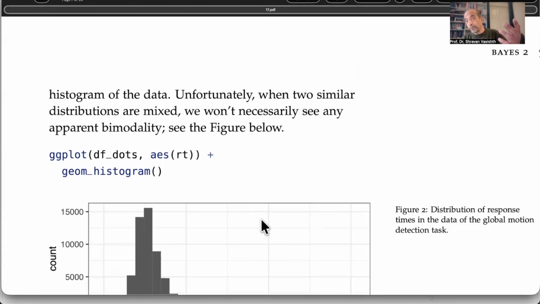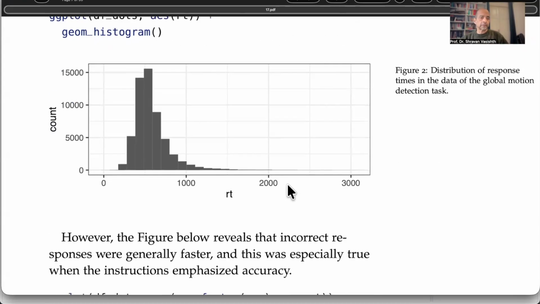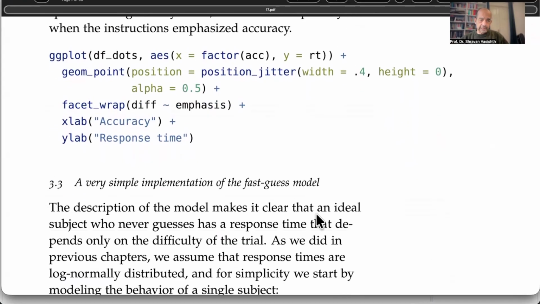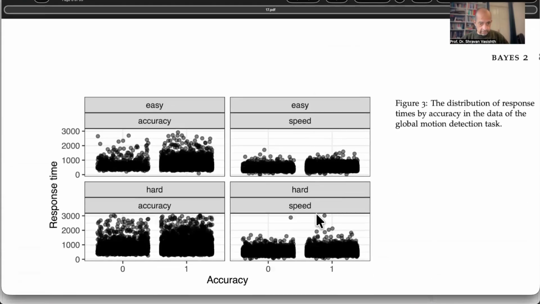So our job through the Stan model is to reveal those two underlying distributions and the proportions in which data are coming from each distribution. Okay, so that's the goal here. So it's non-trivial, right? If you look at the data itself, what you'll see is this.